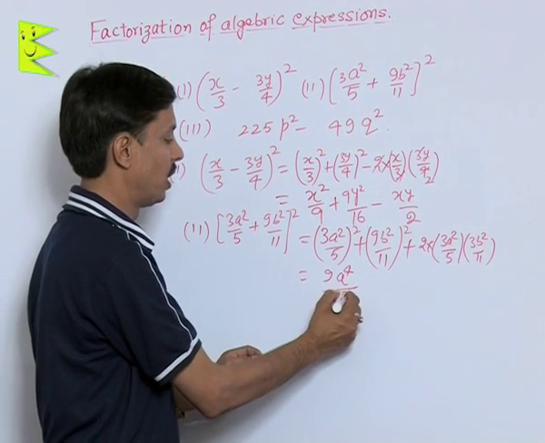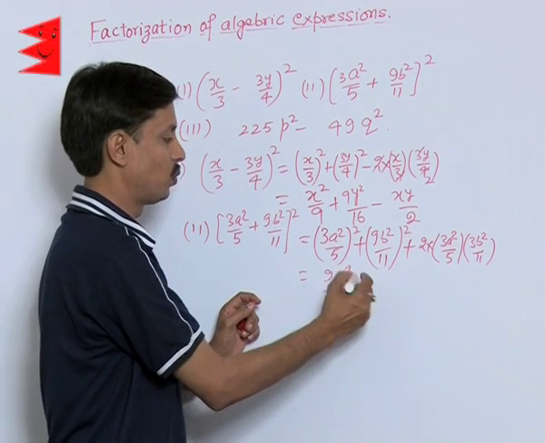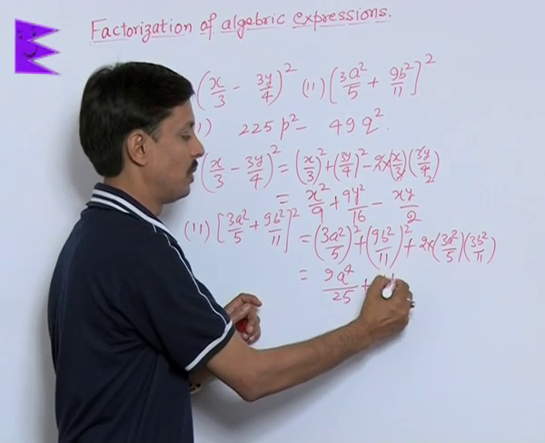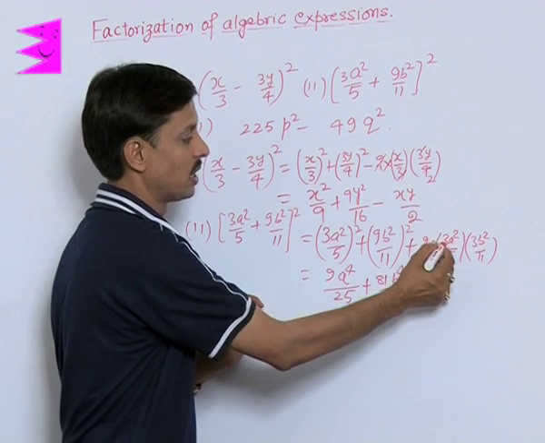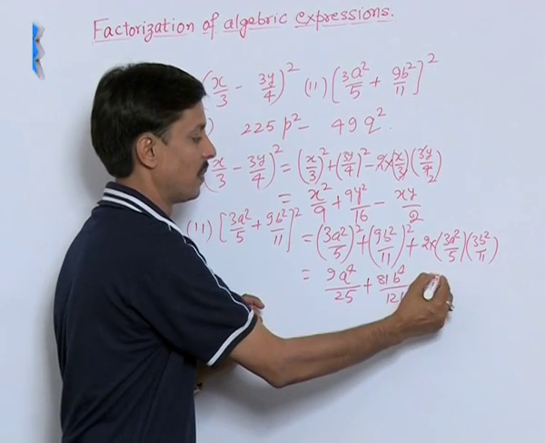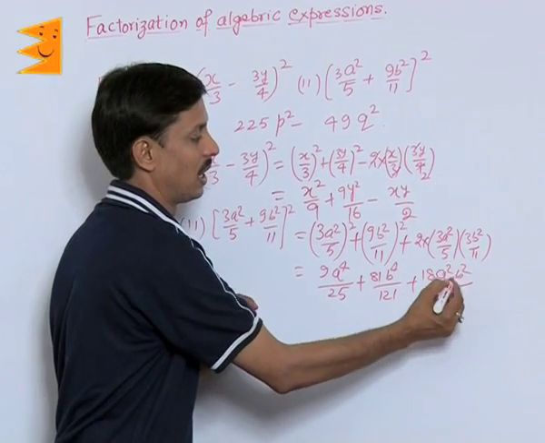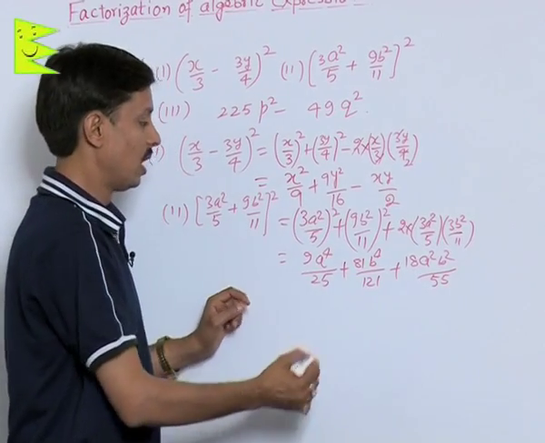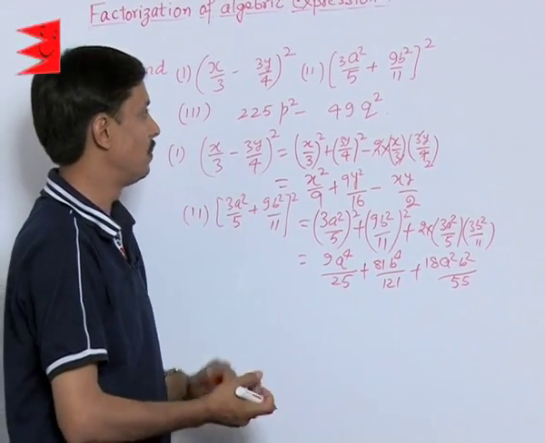This comes out to be 9a⁴/25, because 3 whole square is 9, (a²) whole square is a⁴ and 5 squared is 25. Then 9 squared is 81, and (b²) whole square is b⁴, over 121, plus 2 times 3 is 6, 6 times 3 is 18. This becomes 18a²b²/55, and the 3b²/11 term. So this is the expansion of the second part by using (a + b) whole square.